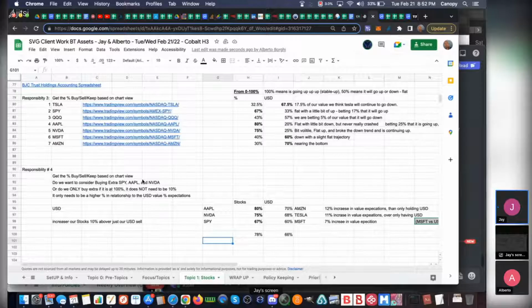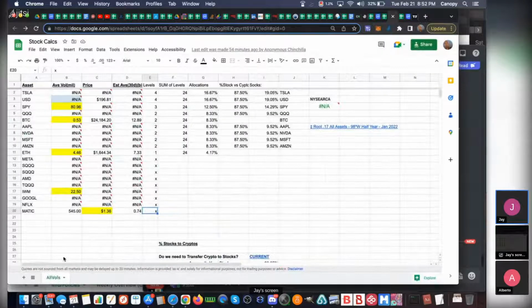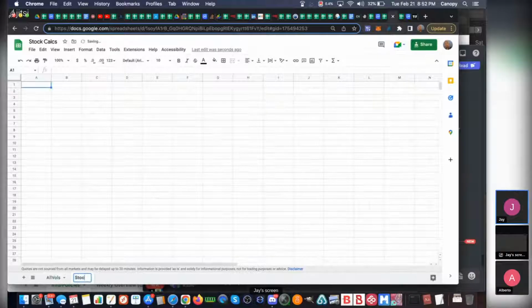Okay, so everything else we're just going to sell directly to US dollar, except for Amazon, Tesla, and Microsoft, which we're going to sell more into Apple, NVDA, and SPY. Correct. Cool. All right, so we have a plan. And now we're just going to start finalizing the calculations. So the first part is going into the calcs and doing these calcs.